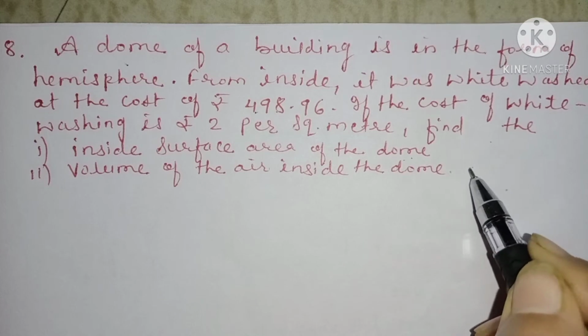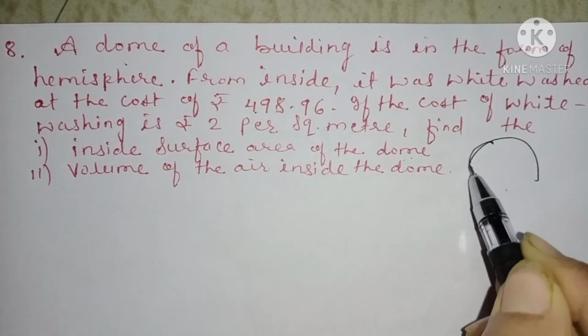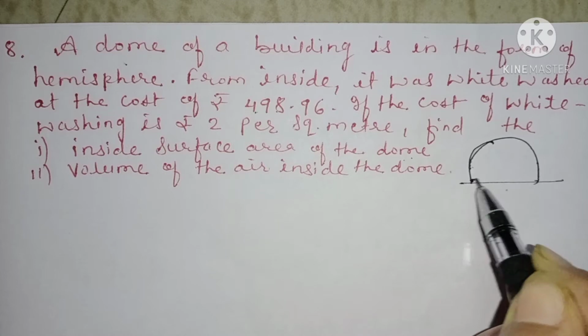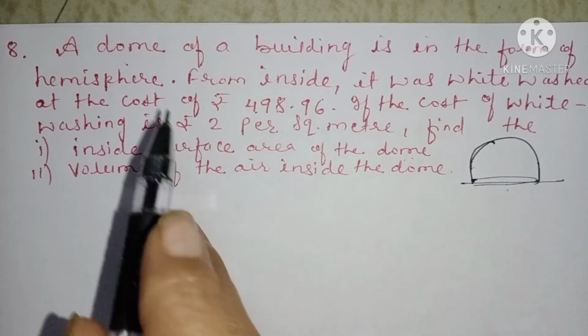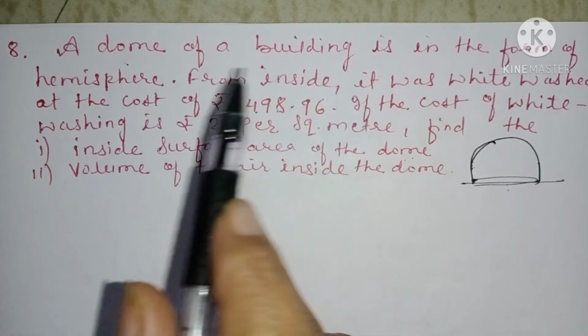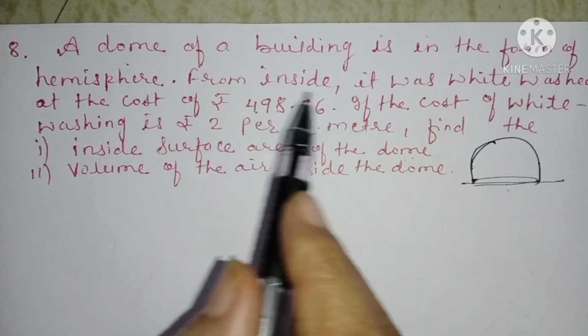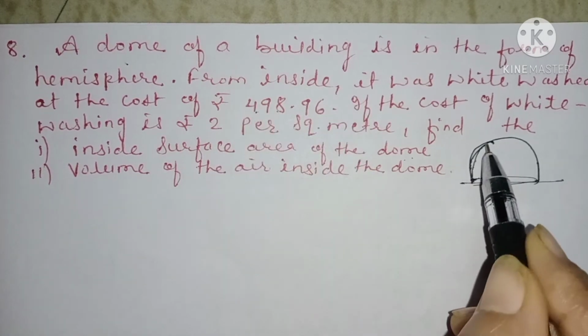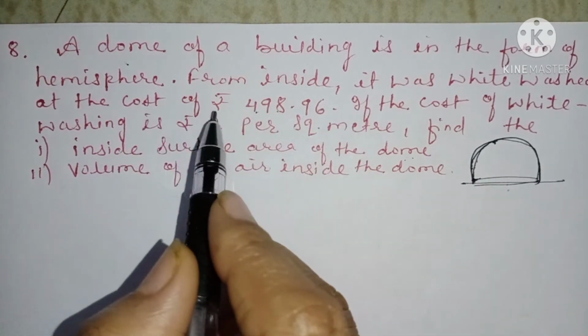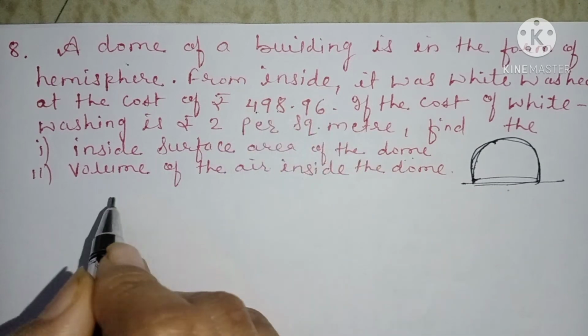Okay, now dome means a hemispherical portion that is on top of buildings, temples and so on. That is a dome. A dome of a building is in the form of a hemisphere, right? From inside it is whitewashed. The whole of it was whitewashed, and the total cost of whitewashing is rupees 498.96.